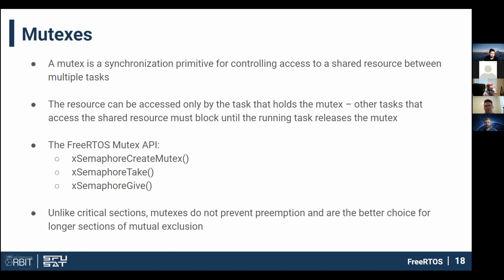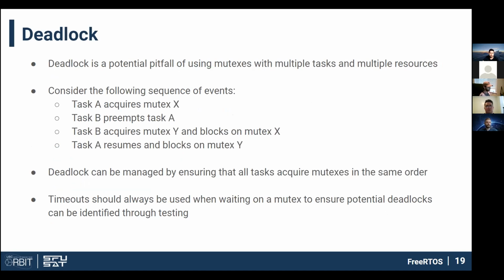So unlike critical sections, mutexes don't prevent interrupts in the whole system, right? You can still trigger context switches to other tasks. You would only block tasks that are trying to access the same region of code that your task is working in. So they're generally better than critical sections. You should only use a critical section if you absolutely need to.